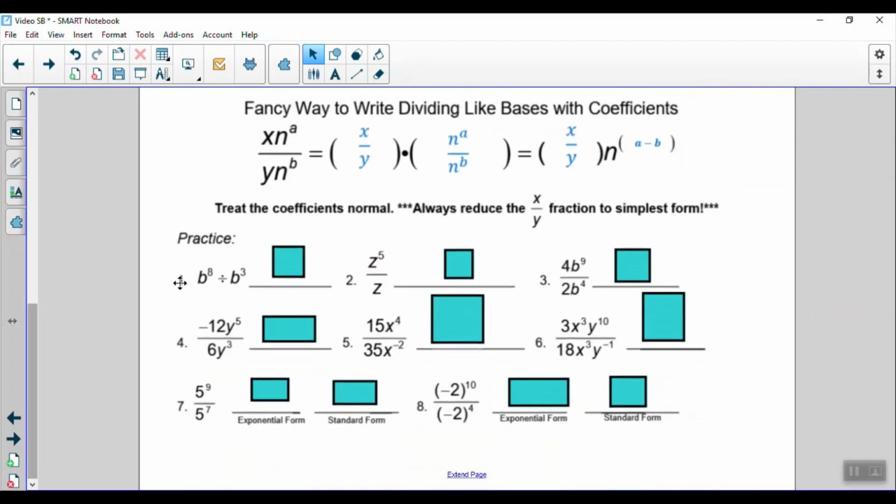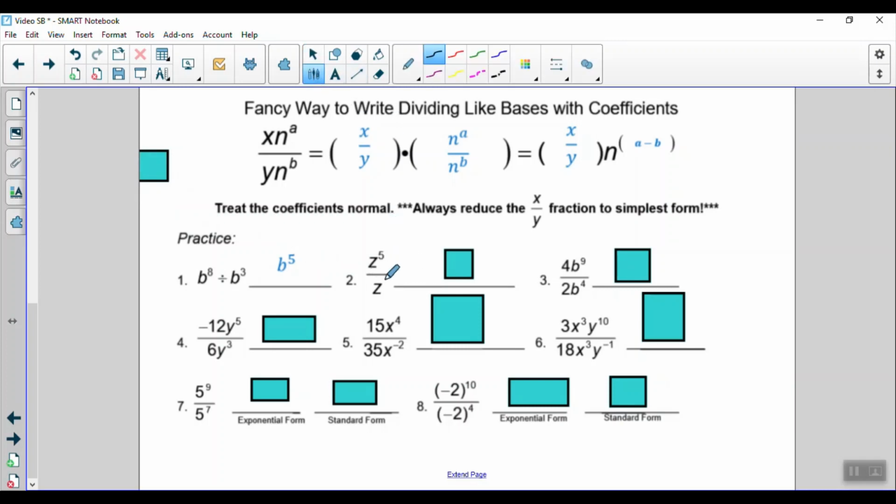So b to the 8th divided by b to the 3rd, we have the same base, we're dividing, we're going to subtract our exponents. So 8 minus 3 is 5, so b to the 5th is our final answer. Here, z to the 5th divided by z to the 1st power, remember if you can't see it, it's a 1. We're going to subtract our exponents, so we have z to the 4th. 5 minus 1, 4.